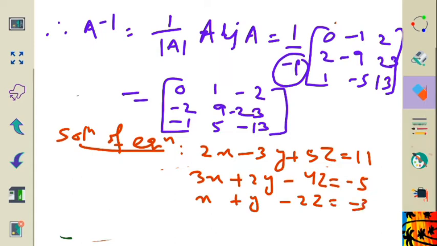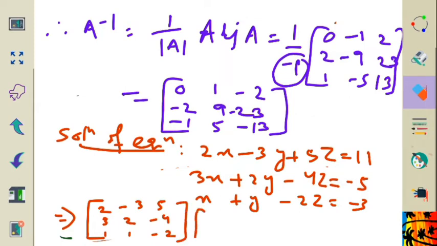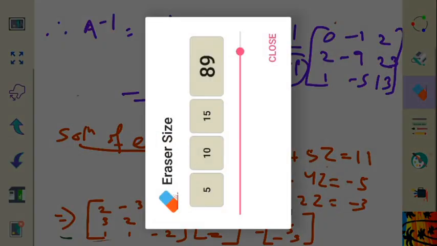3. So I asked you, always write the things in matrix form. So first matrix will contain the coefficients. This is 2, minus 3, 5, then it will be 3, 2 and minus 4, and this is 1, 1 and minus 2, multiplied by x, y and z, and it is 11, minus 5 and minus 3. Clear? Then I will be writing this one in this format. Okay, so let us see.